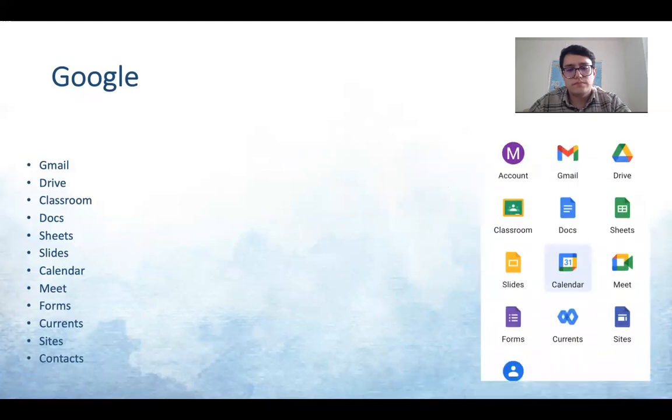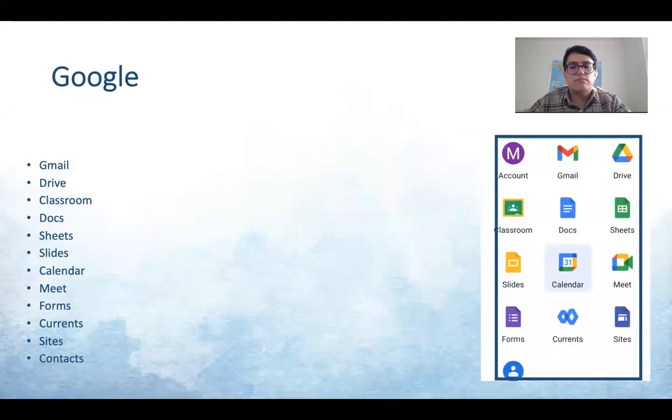Next, we have Google, which is probably most of you know already: Gmail, Drive, Classroom, Docs, Sheets, Slides, Calendar, Meet, Forms, Currents, Sites, and Contacts. So Gmail is like sharing information, sending emails, sending documents, such things. And Drive is for the cloud that you can save your documents online, your pictures, your files, whatever. Classroom, I think you know what is Classroom, is for your classes to have online classes and homeworks.